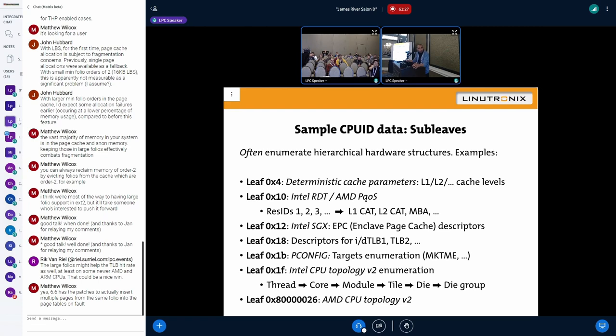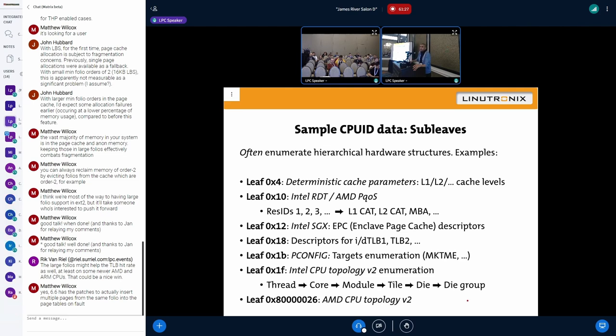So I will go on quickly. I'm trying to give you a taste of the data that's returned by CPUID, and more specifically the subleaves. Here you will see that the concept of subleaves is most of the time used to enumerate hierarchical hardware structures, and on modern hardware there is a ton of such hierarchies. For example, leaf 4 tells you the deterministic cache parameters for the cache level. So another hierarchy. Subleaf 1 stands for level 1, subleaf 2 for level 2, and subleaf 3 for level 3, the last level cache mostly.